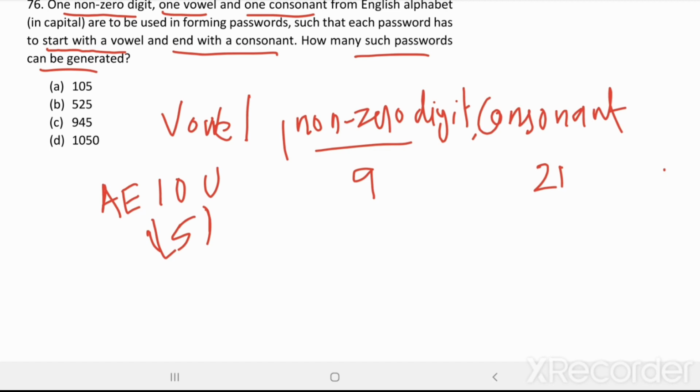Then one such password is, let us take one vowel from here, A, one non-zero digit, 1, and one consonant, that is B. A1B is one such password. How many such passwords are possible?